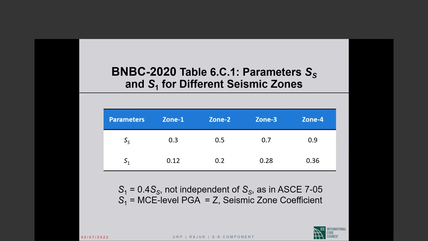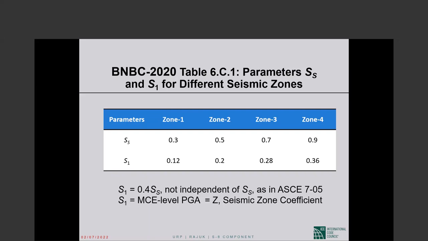Okay? Now, in BNBC, the S sub 1 is always 40% of S sub S. The long period spectral acceleration at a period of 1 second is 40% of the short period spectral acceleration. S sub 1 is not independent of S sub S as in ASCE 7. Okay. S sub 1, as I mentioned, no, maybe I did not mention.